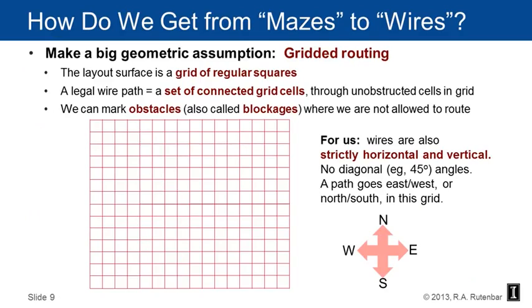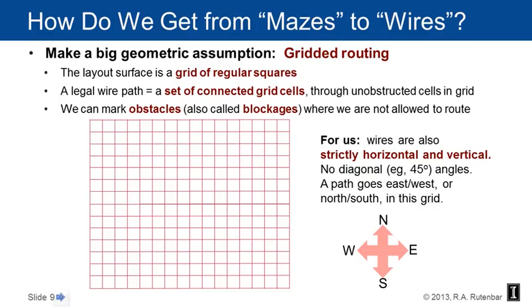So we're going to make a huge geometric assumption, which is called gridded routing. The layout surface is a grid of regular squares, and a legal wire path is a set of connected grid cells through unobstructed cells in the grid. And so we can mark obstacles, things that obstruct, which we also call blockages, which are places we're not allowed to route. So more or less, simply put, we mark in the grid where we're not allowed to route, and everything else in the grid is a place we are allowed to route.